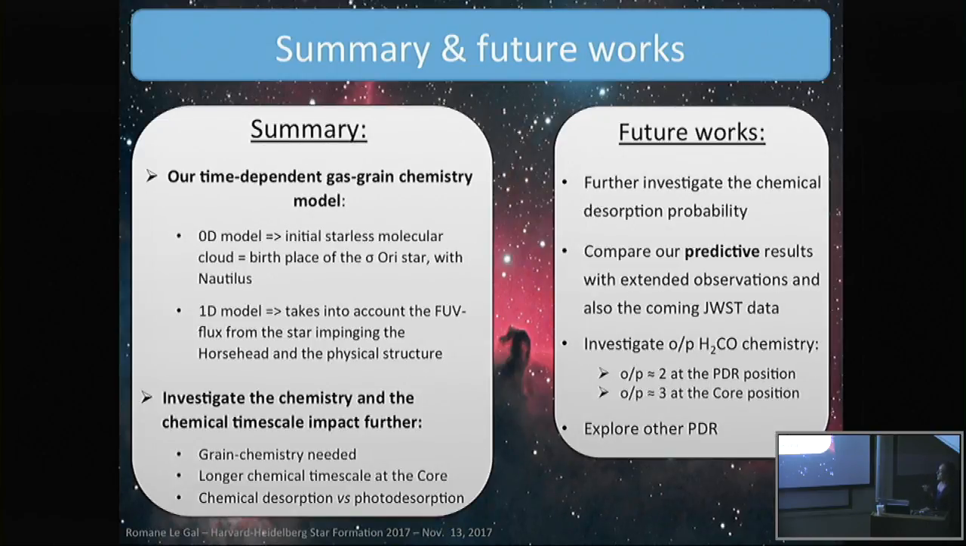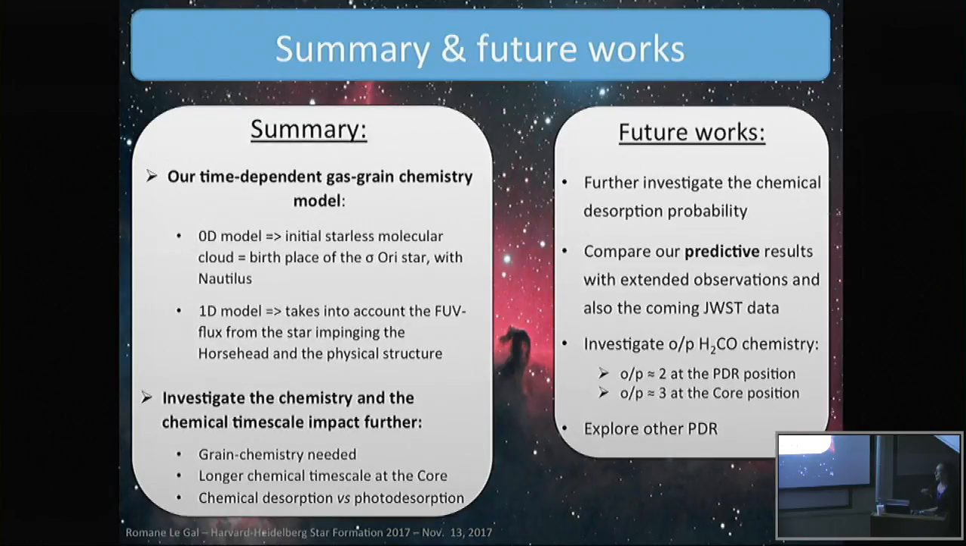Also, we would like to be able to compare our predictive results with extended observations and also with coming JWST data, because in the paper we are also providing some ice abundances. And also we could investigate more some part of the chemistry. So for instance, the ortho-to-para ratio of H2CO has also been detected in the Orion Bar, and what is very interesting is that different ortho-to-para ratios are observed depending on the position.